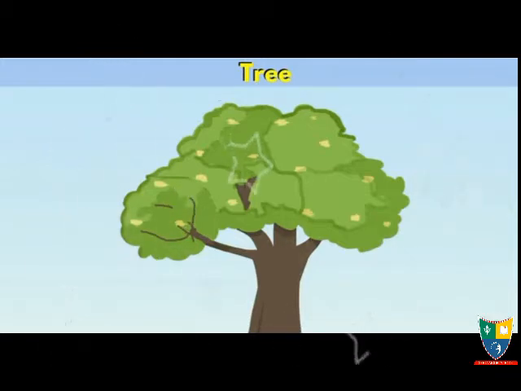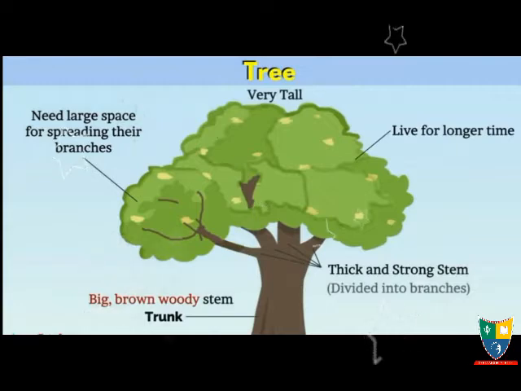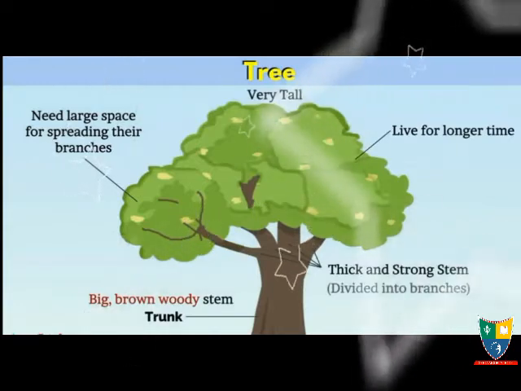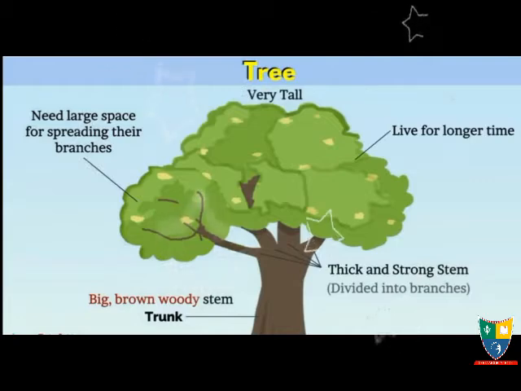Some plants are very tall. They have thick and strong stem. Such plants are called trees. They have a big brown woody stem which is called trunk. They need large space for spreading their branches. Usually they live for a longer time. Examples: coconut tree, neem tree, ashoka tree, mango tree, pine tree, banyan tree.